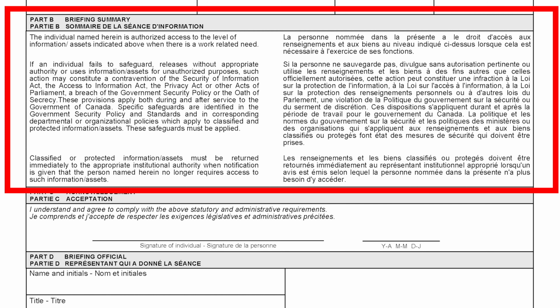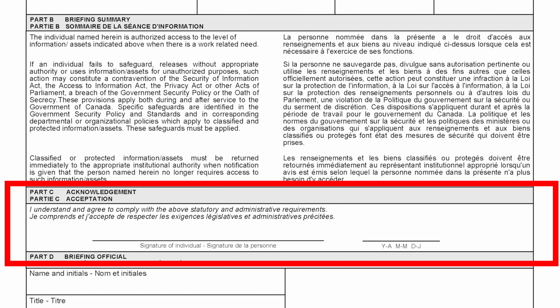In Part B, read the briefing summary carefully to understand that you are not permitted to disclose information for any purpose other than official purposes, as this may be an offense under the Privacy Act. Your signature is required in Part C, Acknowledgement.